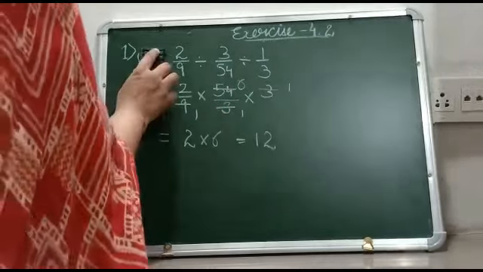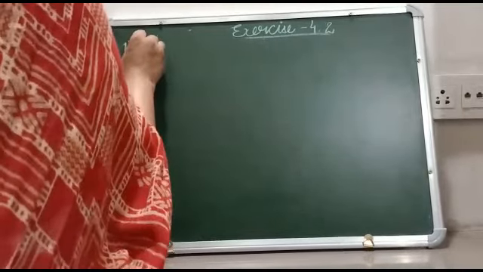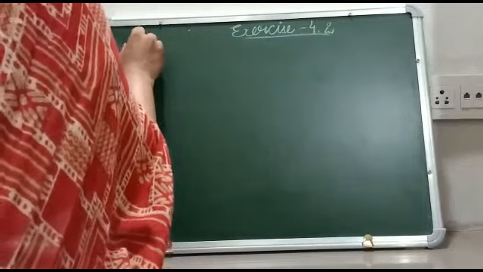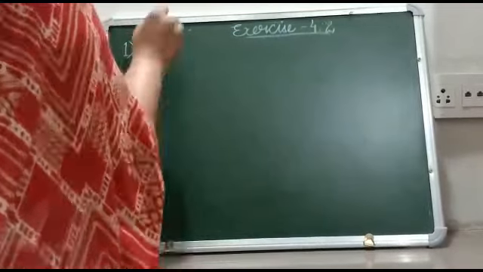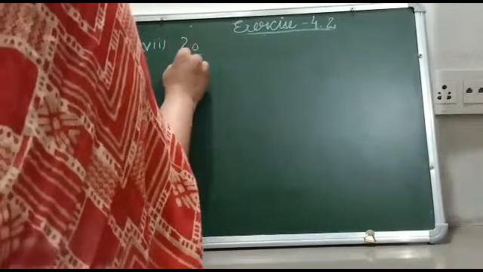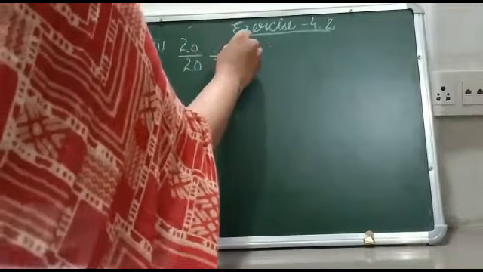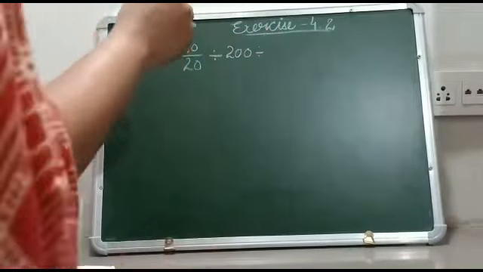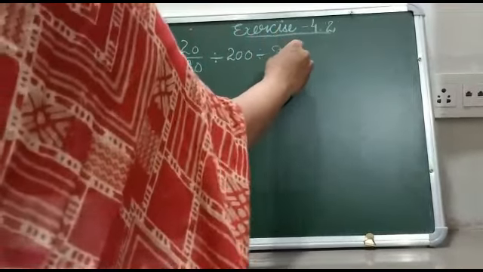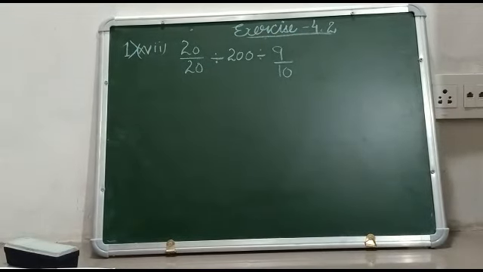Now come to its 17th part. In this we are given 20 upon 20 divided by 200 divided by 9 upon 10. Again we are having two division signs.